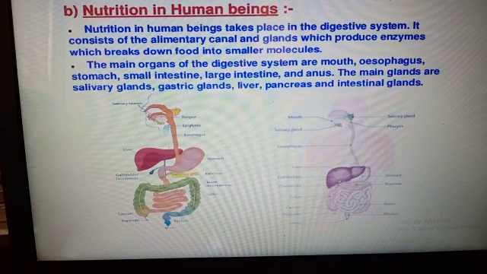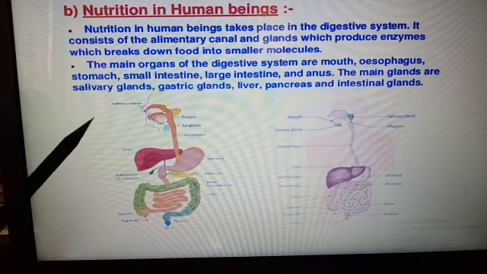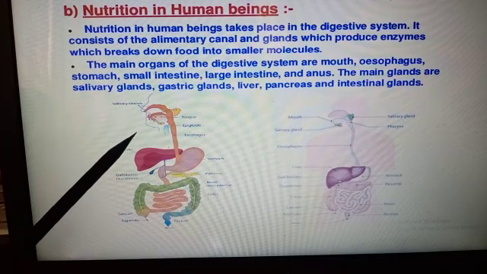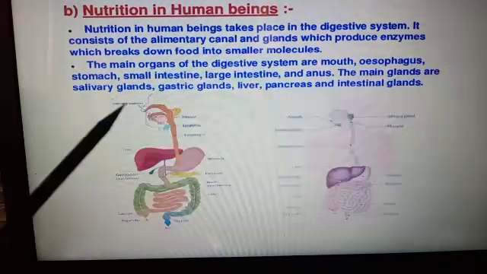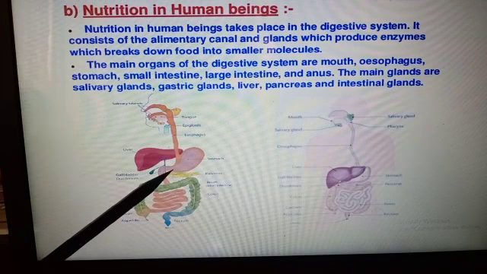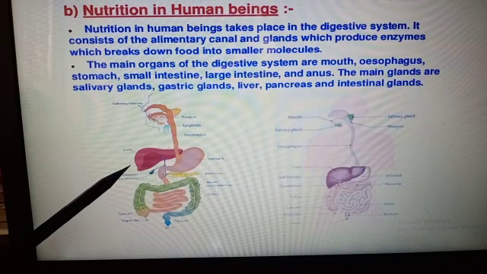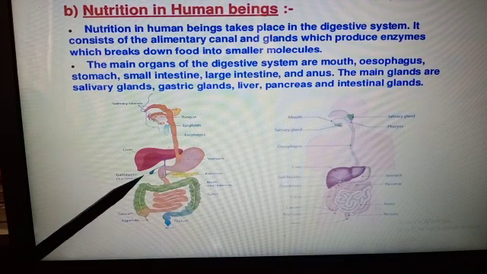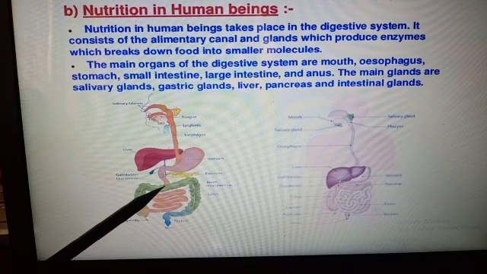Now look at the system that consists of the organs starting from the mouth. The food is chewed properly and then passes through the esophagus to the stomach. Here the liver plays a vital role, and here you can see a gallbladder. They also secrete some enzymes. The pancreas secretes some enzymes, and finally the food is digested.